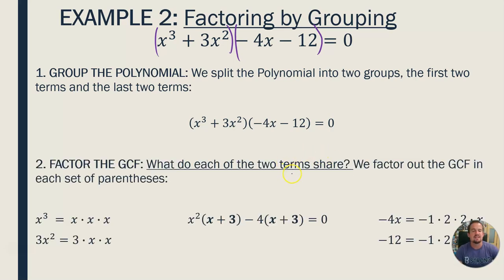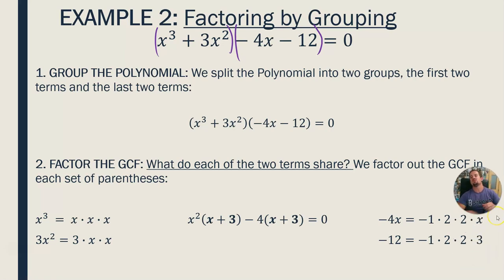Next, I'm going to treat each group separately, okay? So let me move my face out of the way here. I'm going to treat each group separately. So let me look at x cubed plus 3x squared and ask the question that I should ask at the beginning of any one of these types of problems. Is there a greatest common factor?